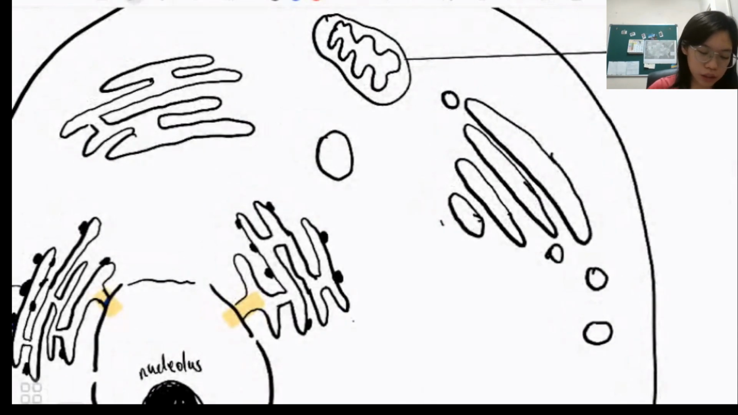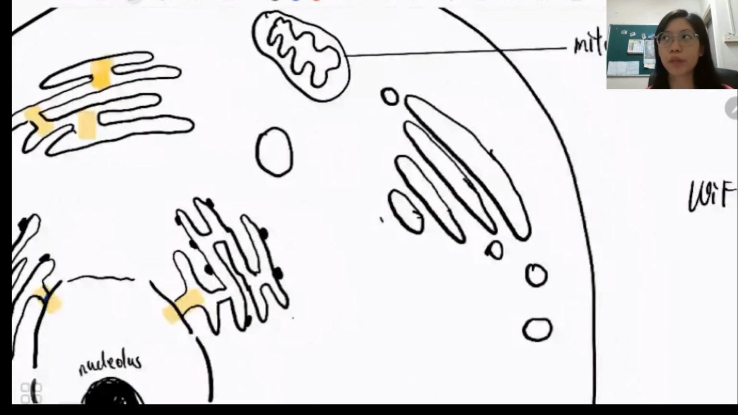Can you see the difference here? This layer is connected to another layer, is connected to another new layer, and basically they are connected. But for Golgi apparatus, do you see any connection between them? They don't have any connection. And normally, if they want to hint you, they will actually draw out this vesicle. This is actually a vesicle.